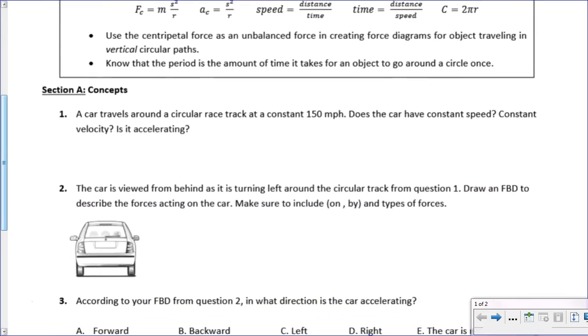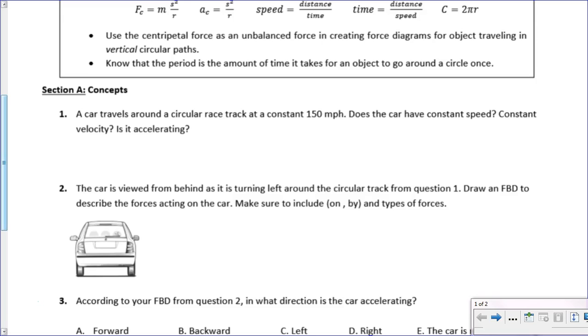Section A is just going to cover some concepts. The first one says a car travels around a circular racetrack at a constant 150 miles per hour. Does this car have constant speed, constant velocity? Is it accelerating? Well, the 150 miles per hour is its speed. In terms of its velocity, because it's changing direction, its velocity is changing. So constant speed, but the velocity is not constant because it's changing direction.